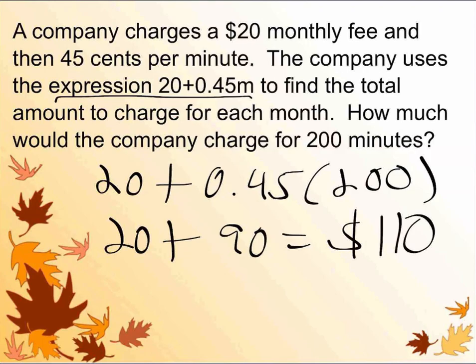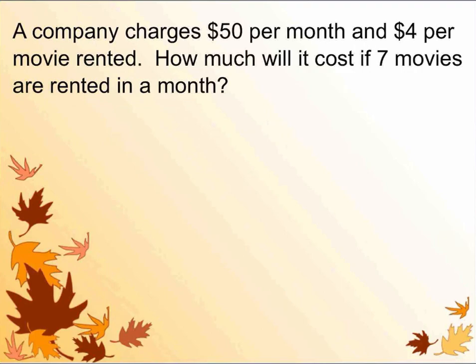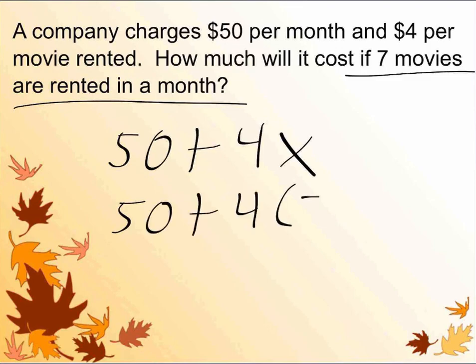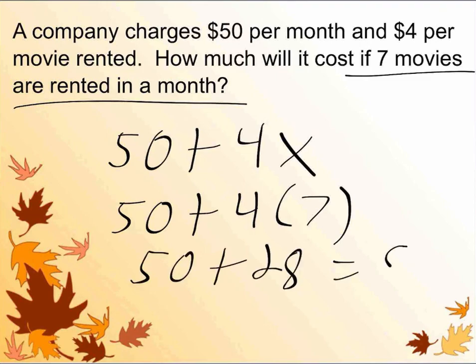Next question. $50 per month and $4 per movie rented. How much would it cost if 7 movies are rented in a month? Let's first write the equation. No matter what, you're going to have to pay $50, plus $4 for every single movie rented. So x is the variable that represents how many movies are rented. In this scenario, we have 7 movies rented. So we do our multiplication first, and 50 plus 28 gives us $78. That is going to be the total charge.